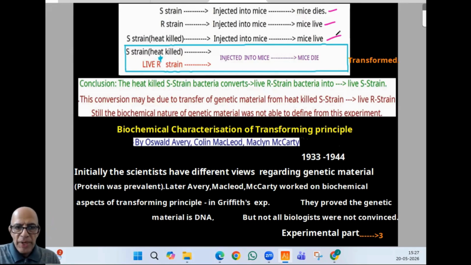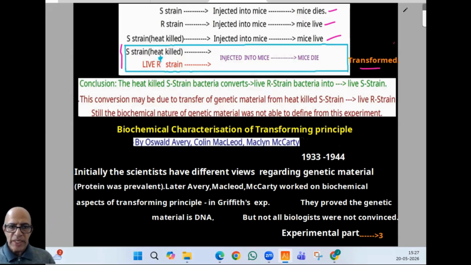Now the next combination, S strain heat killed. So it is having no life, but DNA is there. Live R strain. So this combination, and when you injected into mice, mice die. And that is due to change in the genetic material. That phenomenon is called transformation.